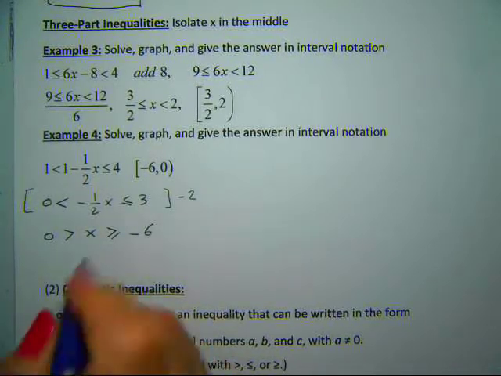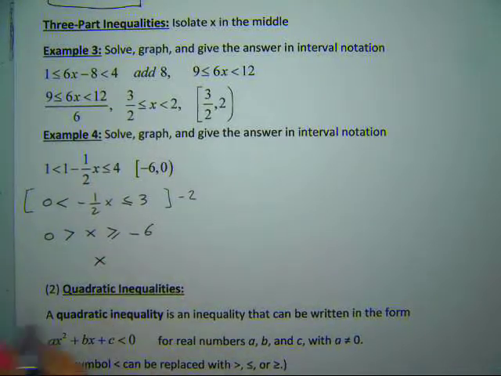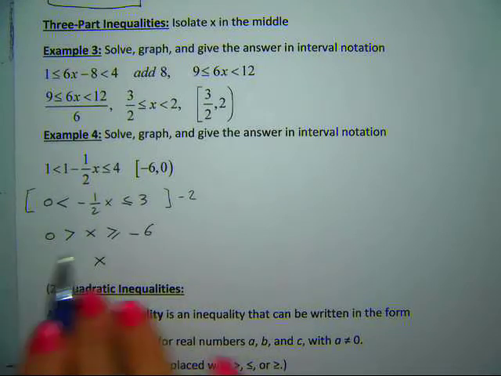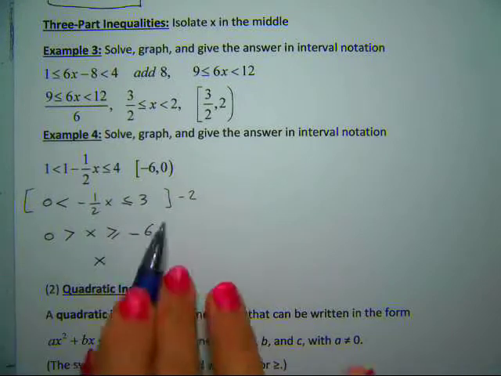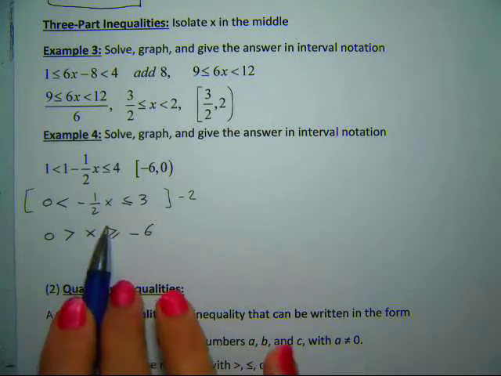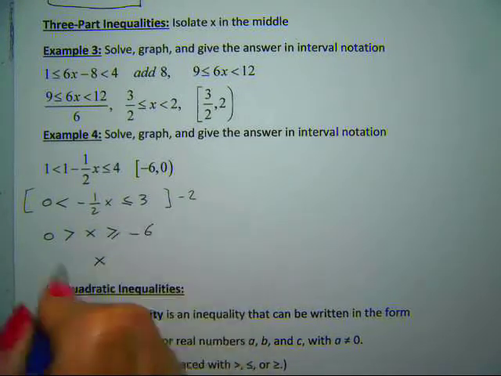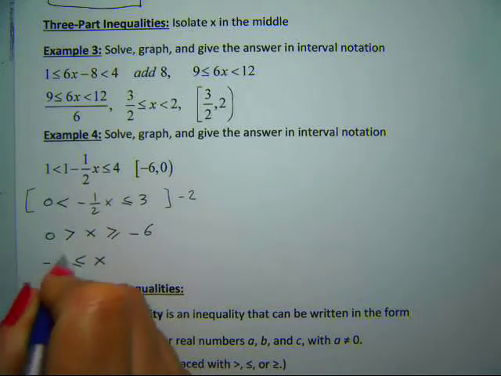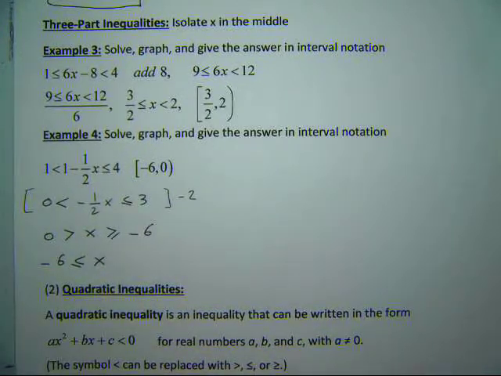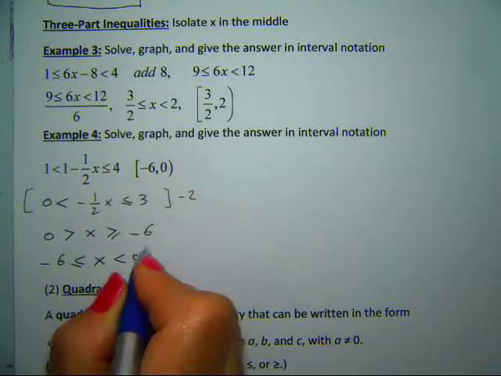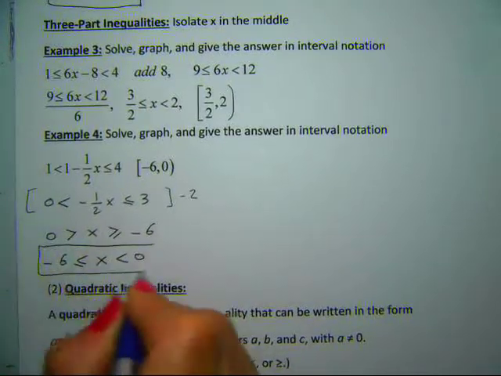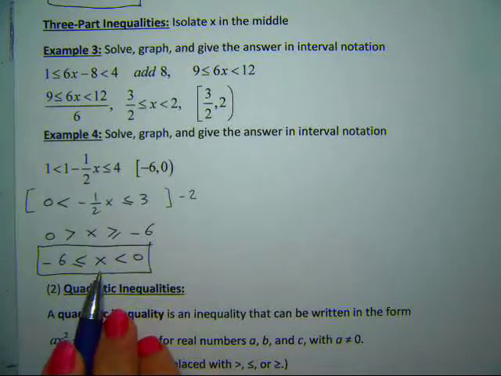x should always be greater than something to the left, less than something to the right. So we need to rewrite this as, since x is greater than or equal to negative 6, so it's greater than something to its left and less than something to its right. So that's the answer. Again, that's how we read it.